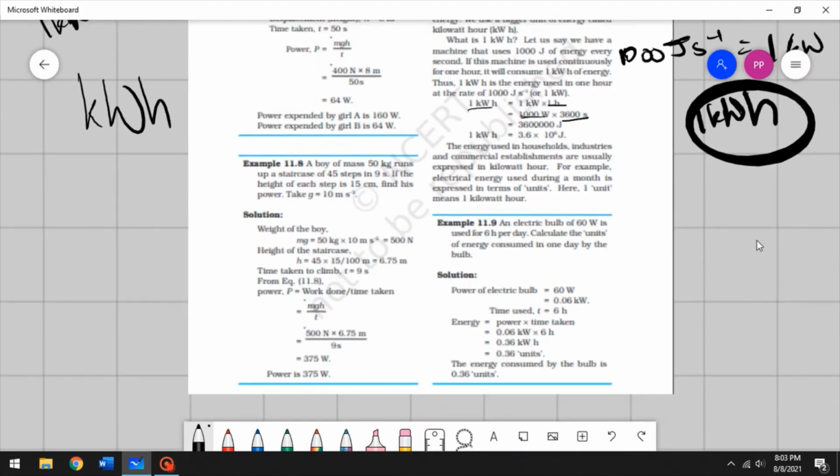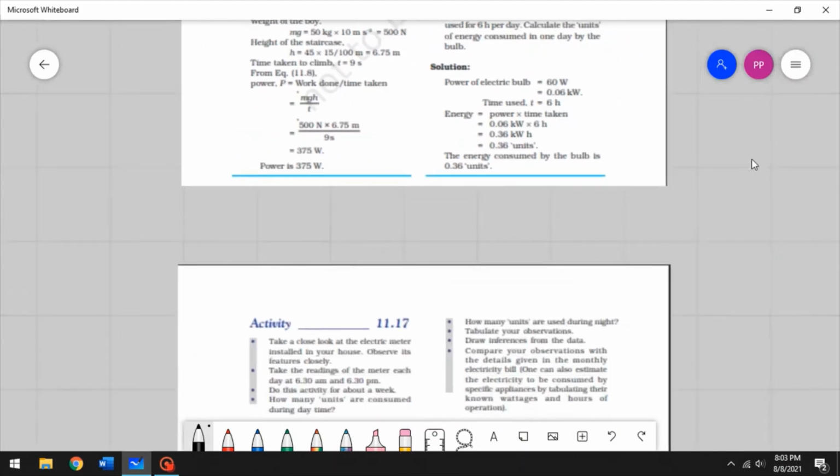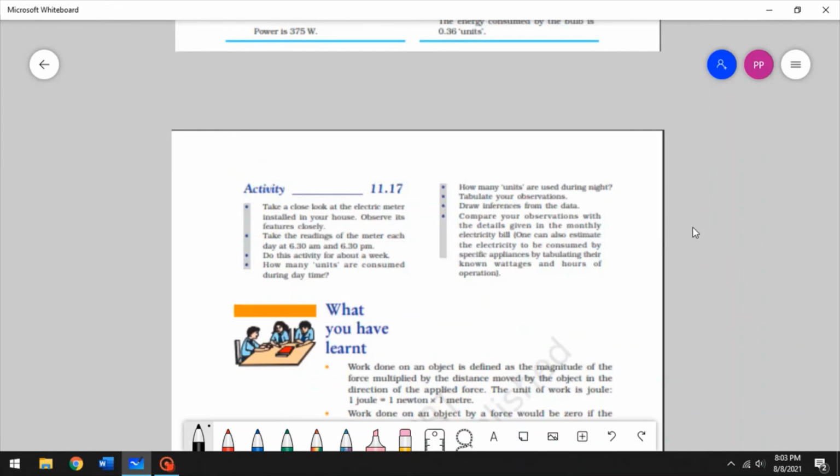So we have a few more numericals. Turns out it's just one. I expected more. And then we have another activity here. And with that, we are done with the lesson. Just like that. This was a very short lesson. It's very sweet, but it's also very important.